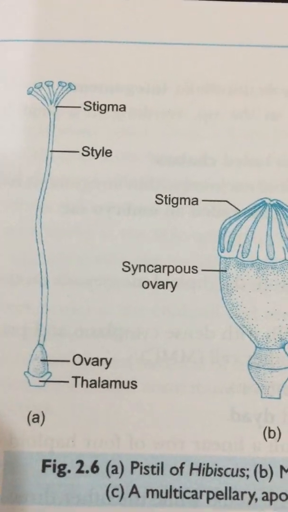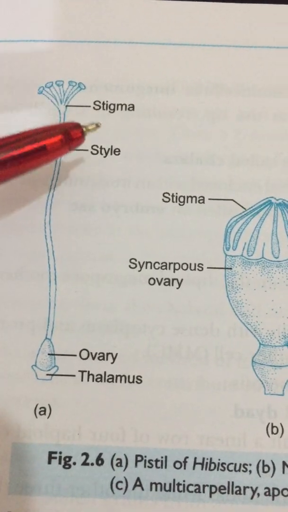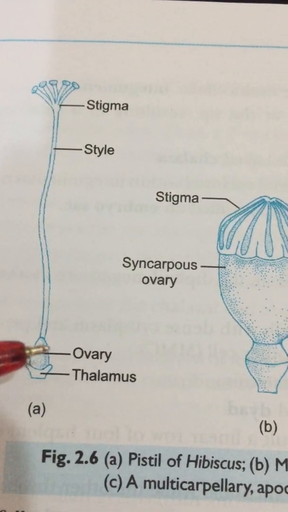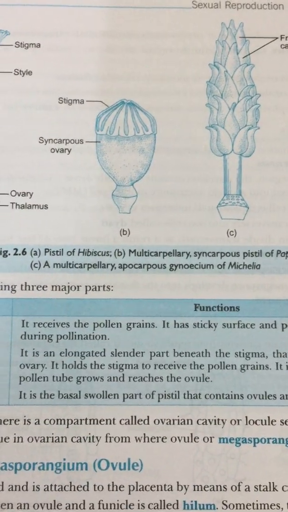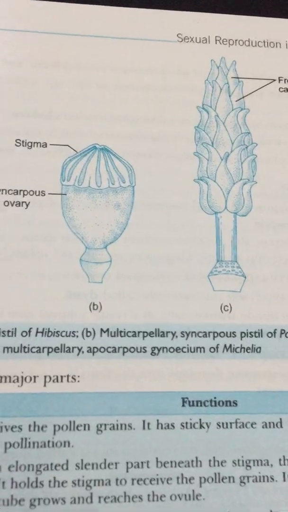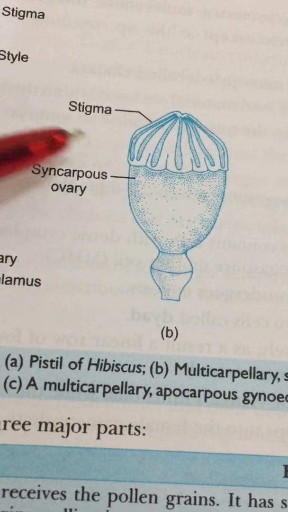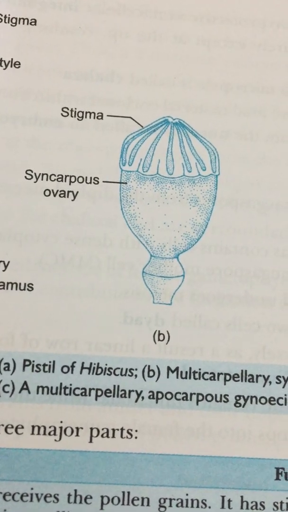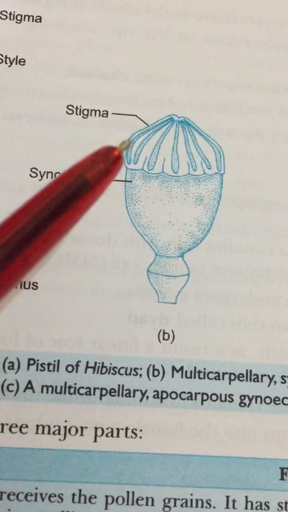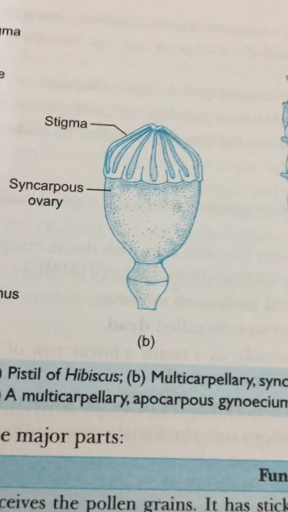The gynoecium represents the female reproductive part of the flower. It has three parts: stigma, style, and ovary. The gynoecium may consist of a single pistil, which is called monocarpellary condition, or it may have more than one pistil, which is called multicarpellary condition. When there is more than one pistil in a flower and all are fused together, the condition is called syncarpous, or it may be free, that is called apocarpous.